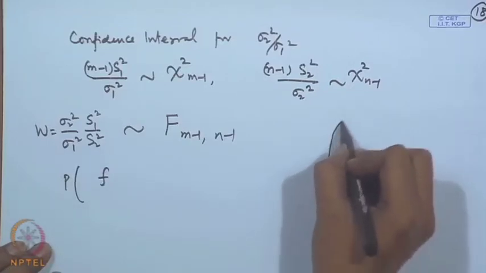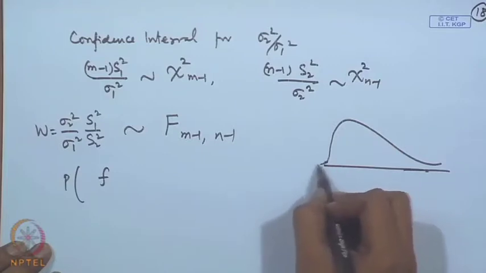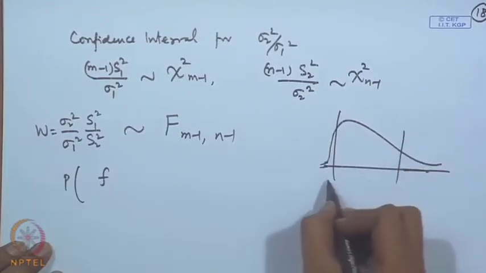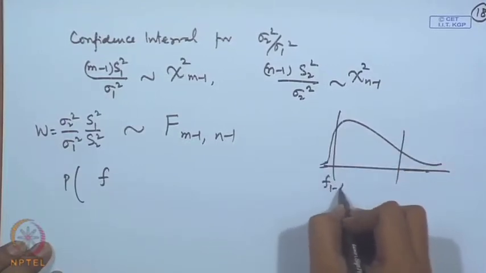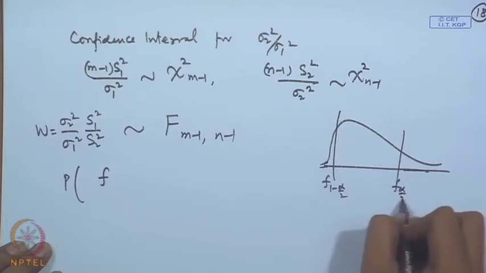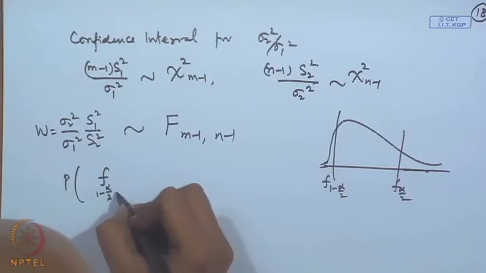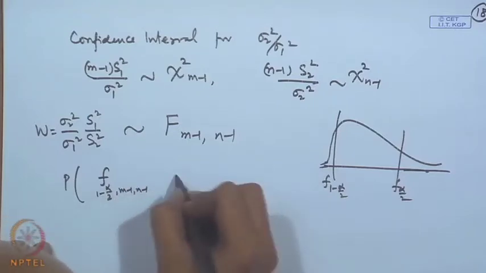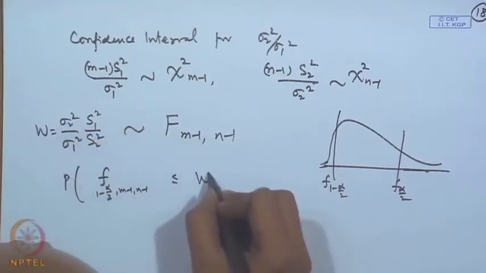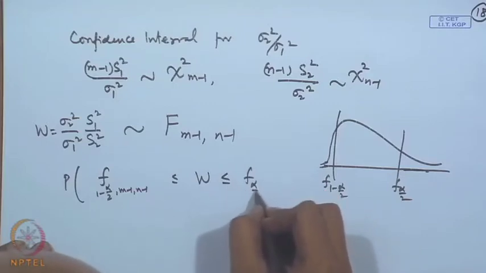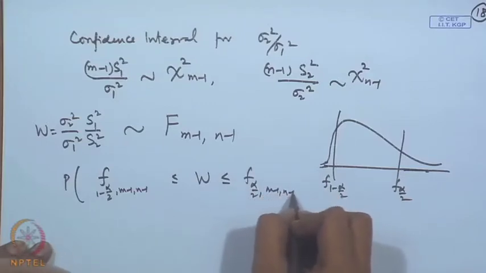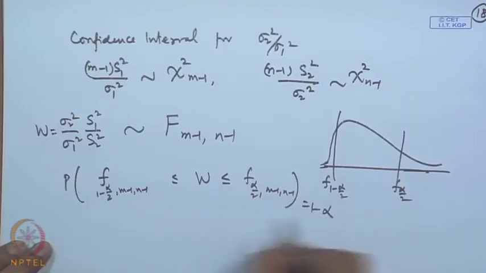Of course, F is a skewed distribution, but for convenience we may still consider the F 1 minus alpha by 2 and F alpha by 2 points. The probability that F 1 minus alpha by 2, m minus 1, n minus 1 is less than or equal to this W, which is less than or equal to F alpha by 2, m minus 1, n minus 1, is equal to 1 minus alpha.